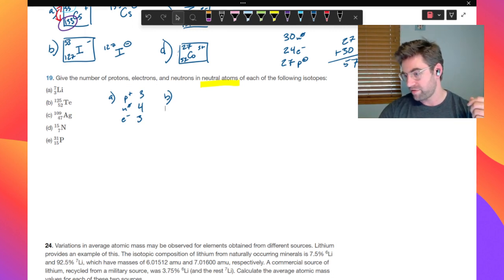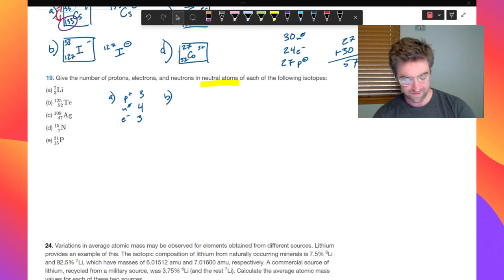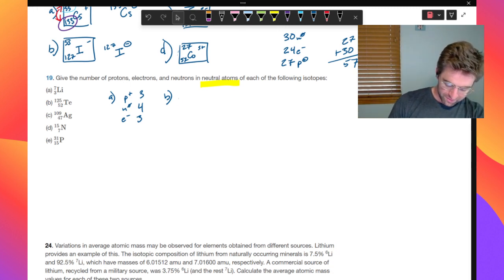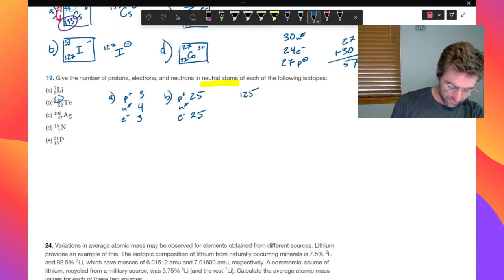Same drill, 125. And I'm looking because we don't deal with these as often. Is it tellurium? It's not even on this table. That's exciting. We're given 25 protons. Since it's neutral, we know that it has 25 electrons. And the number of neutrons is going to be 125, which is our mass number, minus 25, which would be 100.